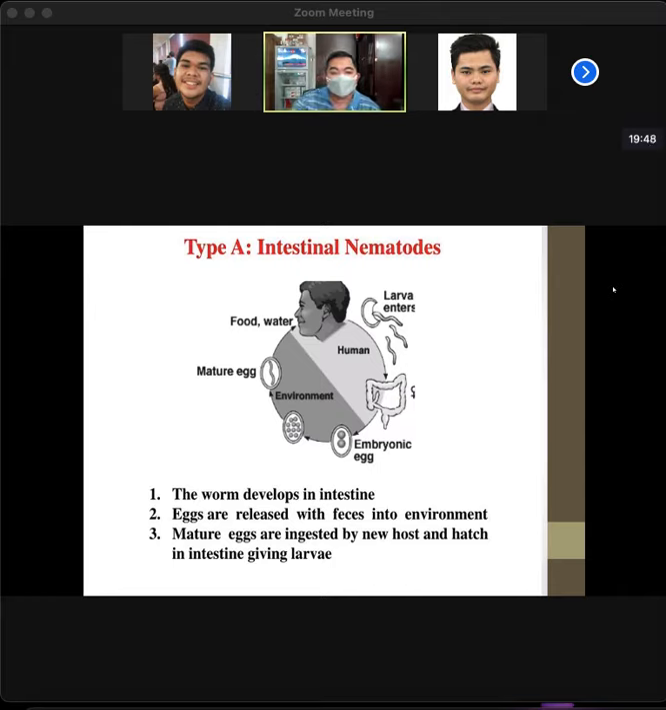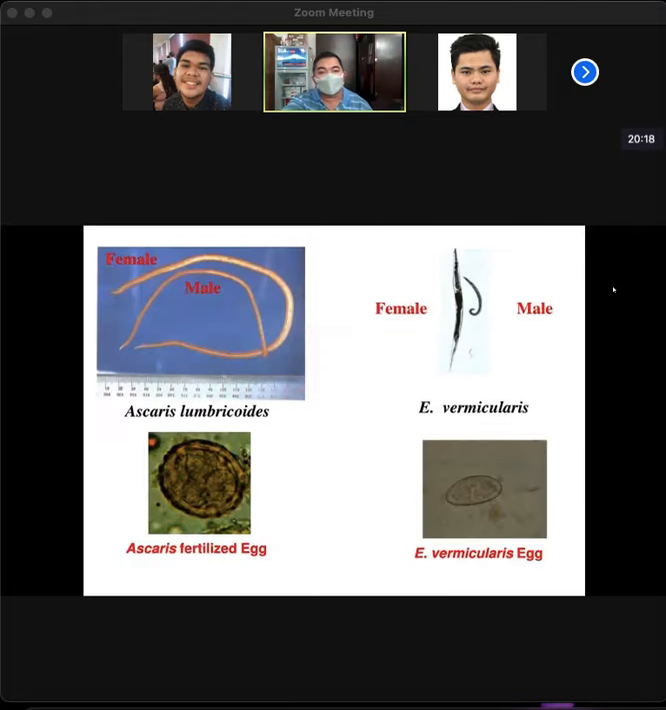You need to at least be familiar with this for the intestinal nematodes. So always the worm develops in the intestine, and the eggs are released into the feces and into the environment, and then the mature eggs will be ingested, and then it will develop the larvae, so its cycle goes on. So this will be the example of the intestinal nematodes.